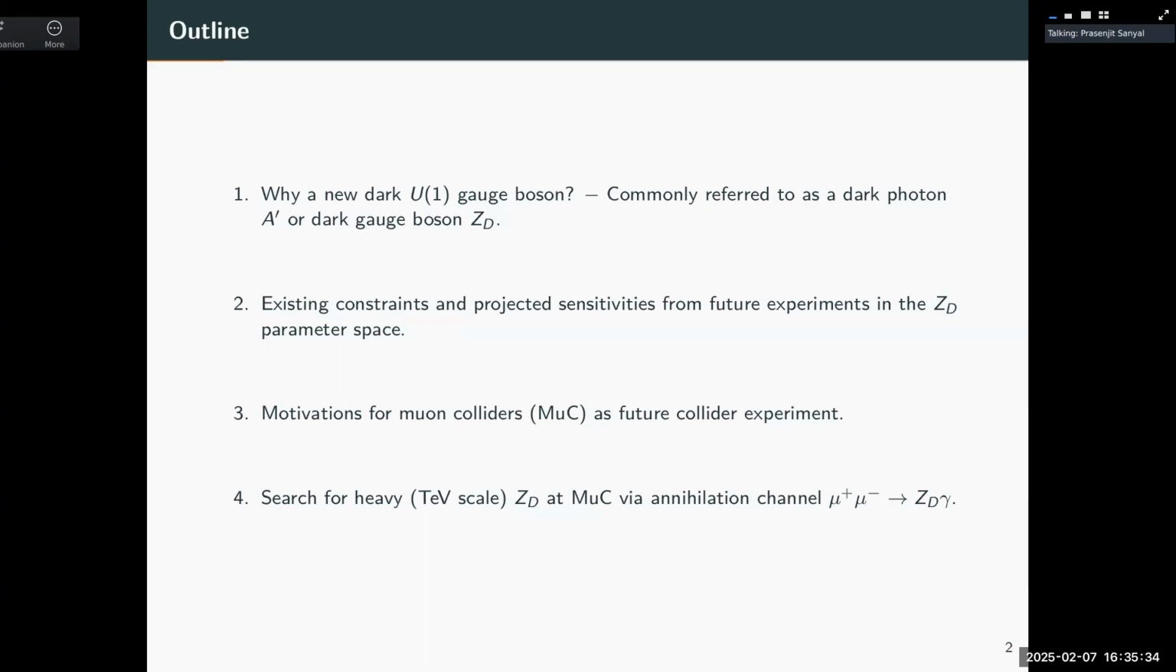Then I will talk about the motivations of going to a muon collider as a future collider experiment. And then I will talk about the search prospects of heavy dark Z at the muon collider via the annihilation channel, where the dark Z is produced in association with the ordinary photon.